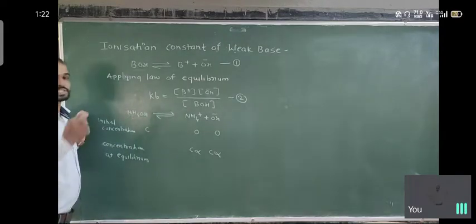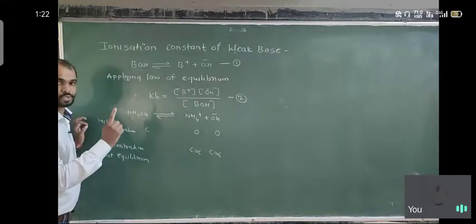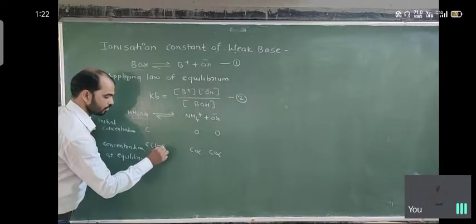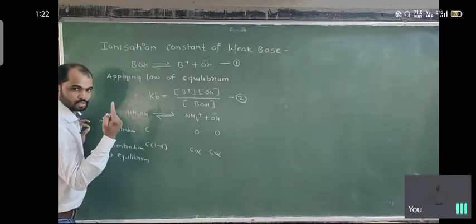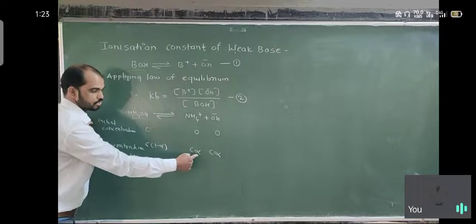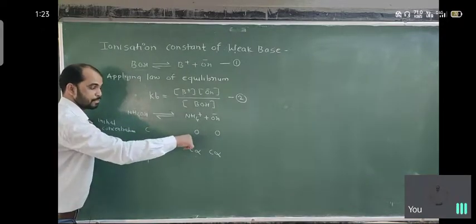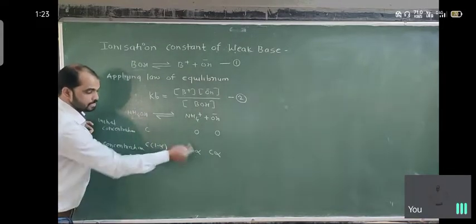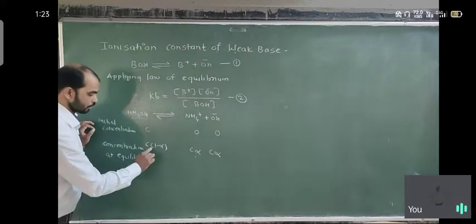So what is the concentration of the unionized? Suppose we consider 1 molar substance, then the concentration is 1 minus alpha, as alpha depends on the degree of ionization. Out of 1 molar, alpha is the degree of ionization, so that number of molecules are ionized. The remaining are unionized, which means 1 minus alpha is the unionized form.